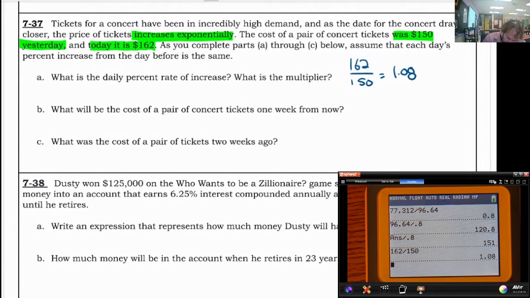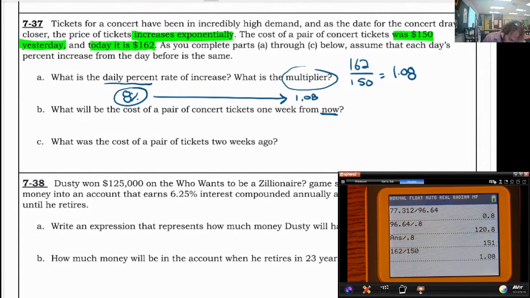So the multiplier, that's 1.08. But the daily percent rate of increase is 8%, because 8%, if you write it as a multiplier in growth, is 1.08. What will be the cost of a pair of concert tickets 1 week from now?